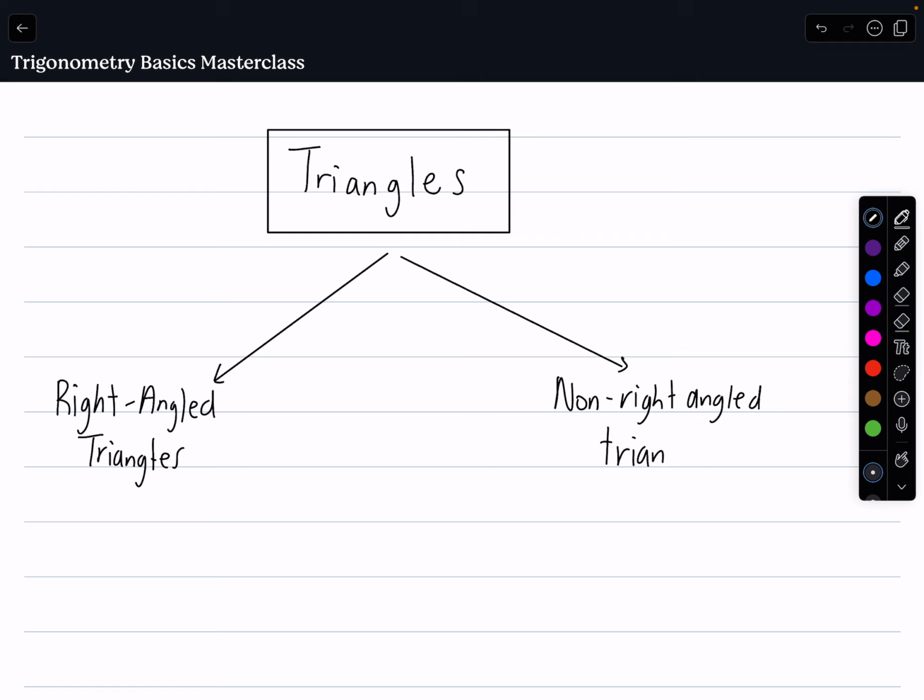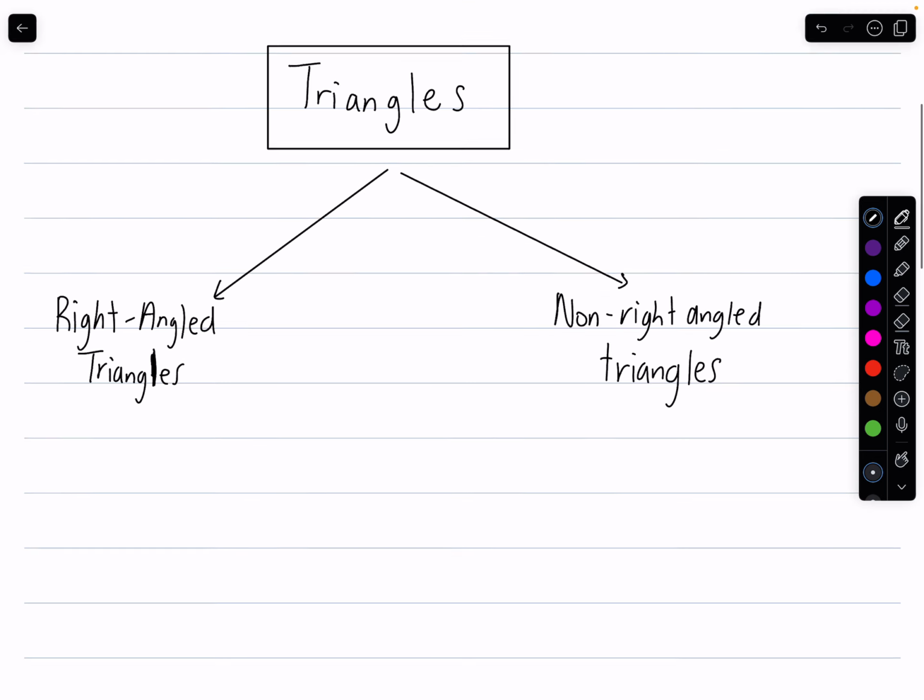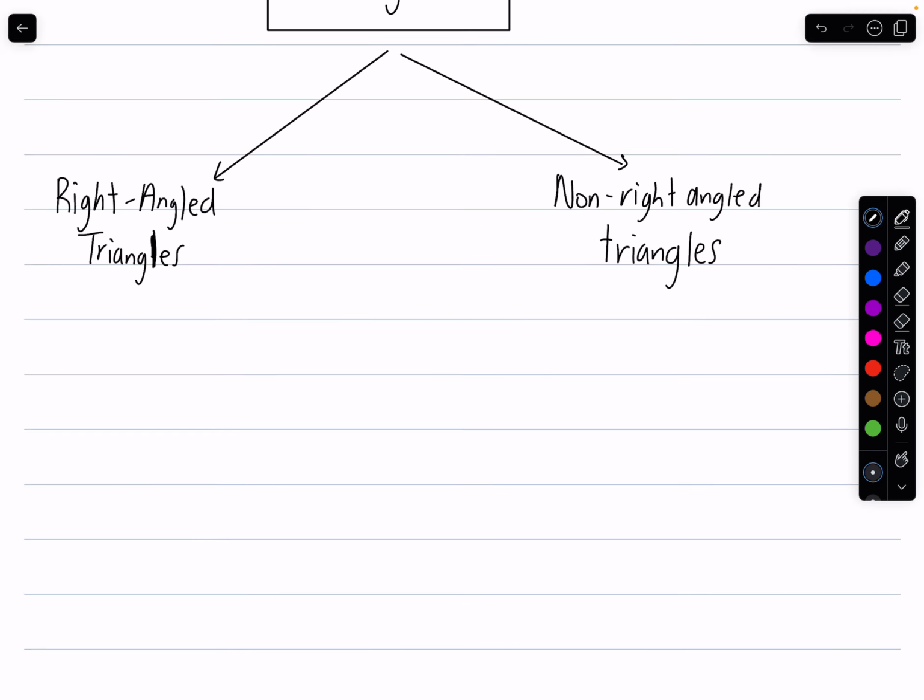Now, it's important to identify which type of triangle you're dealing with. Because if you're dealing with a right angle triangle, there's a certain set of rules, and if you're dealing with a non-right angle triangle, there's another set of rules. So first you have to determine which one is which. Now, let's look at right angle triangles. There are three key things that you need to know for right angle triangles.